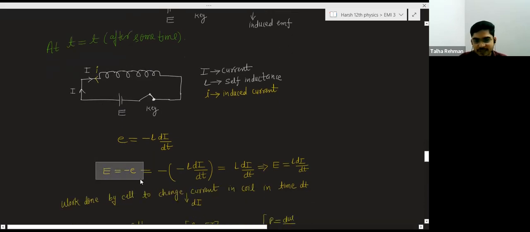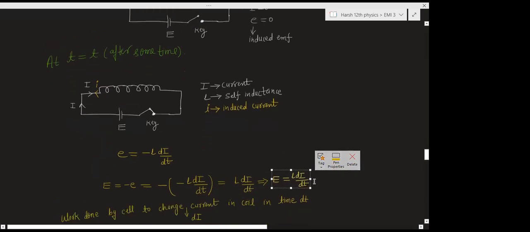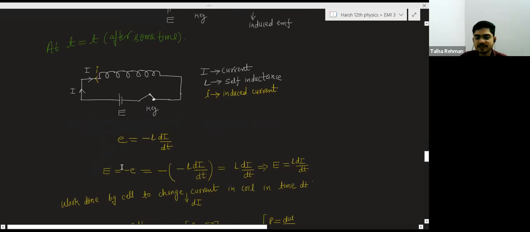So that is why this E is equal to minus e. E is equal to minus e, so you can write E is equal to minus of minus L di by dt. Basically E you will get L di by dt. Just change the sign, because here it is minus e.